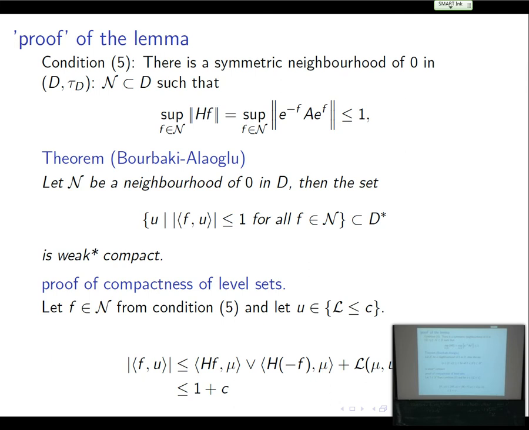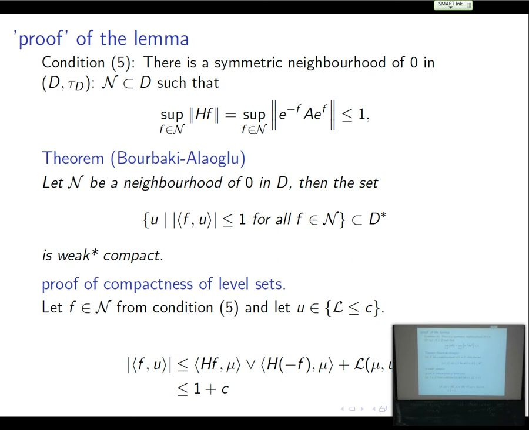So how does this help us? Now, take a function f in n, and take a u in this set. So actually I need to take a pair, a measure mu and u in this set. But the space of probability measures was already compact because E was compact, so I only need to show that the speed is in a compact set. So let's look at the pairing f comma u.